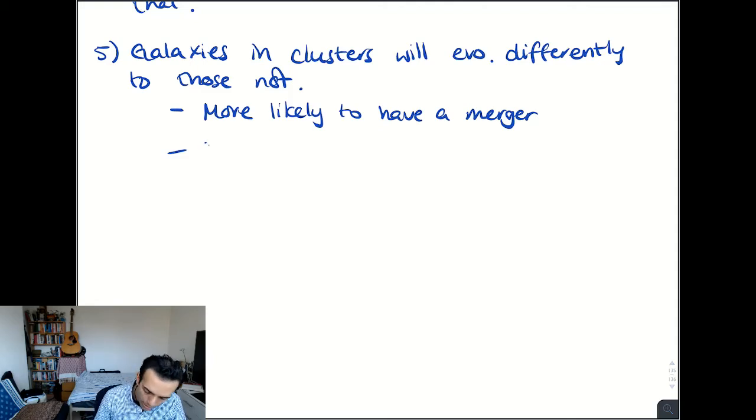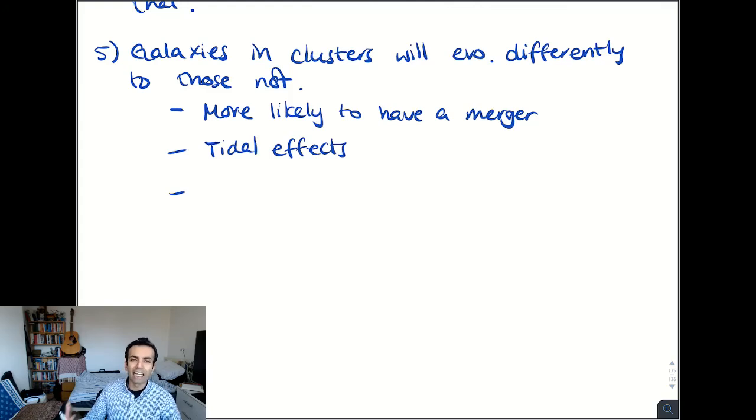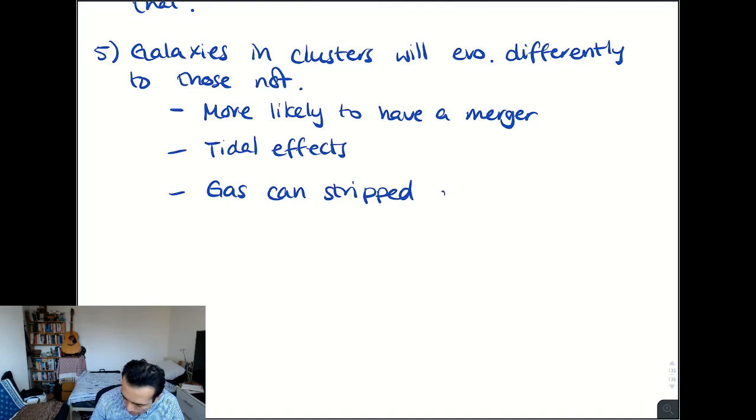There are also going to be tidal effects. And even if there are no mergers and there are no significant tidal effects, just the gas in the galaxies will be drawn out and twisted around and maybe taken or dragged off the galaxies. So the gas can be stripped and dragged away.